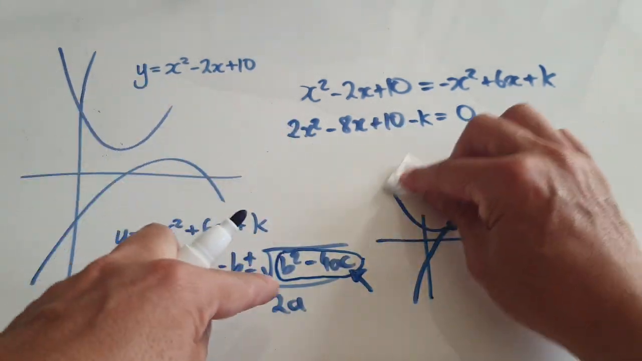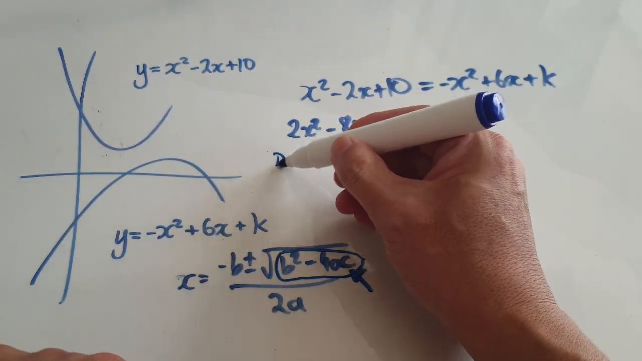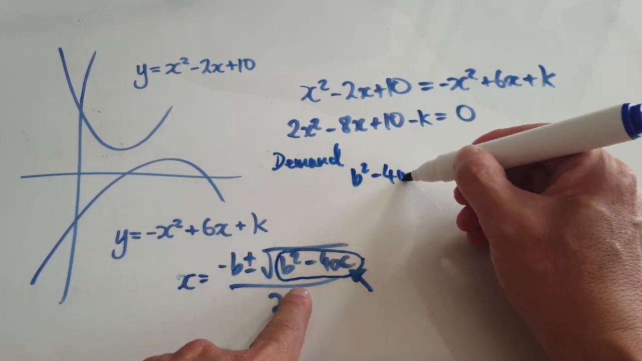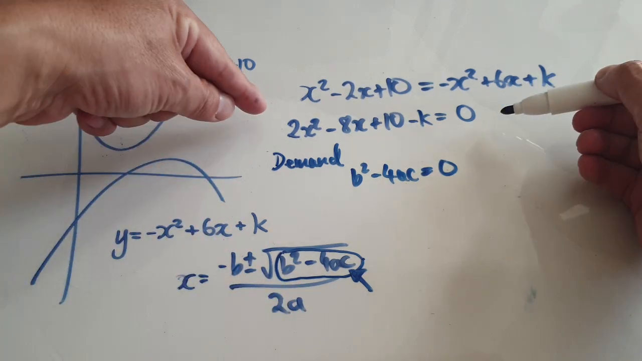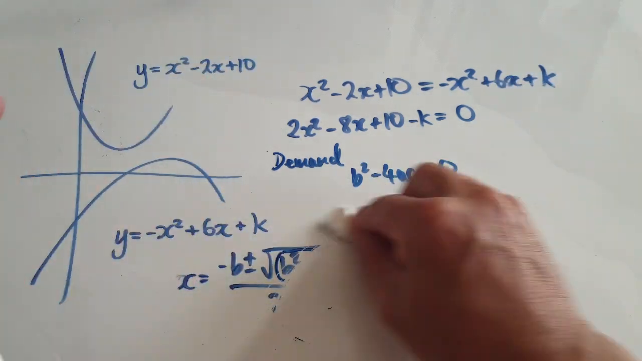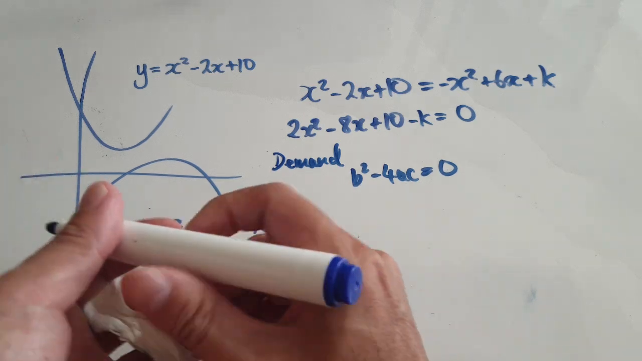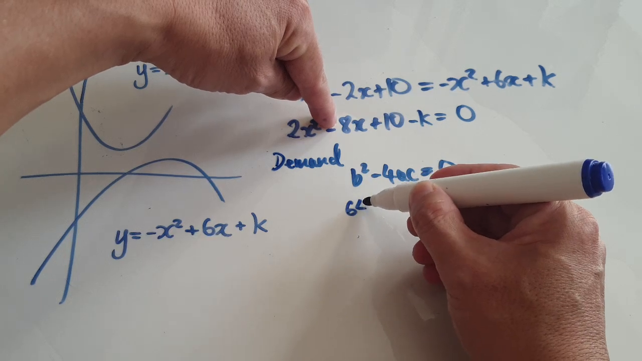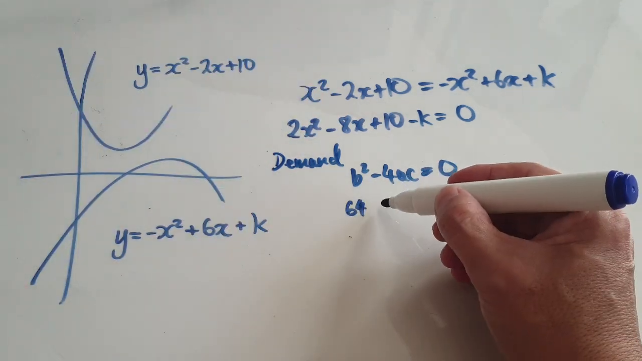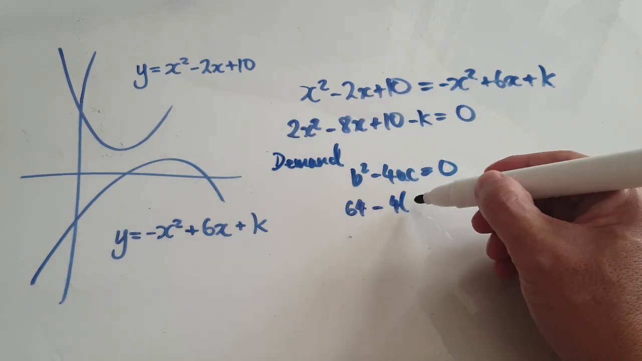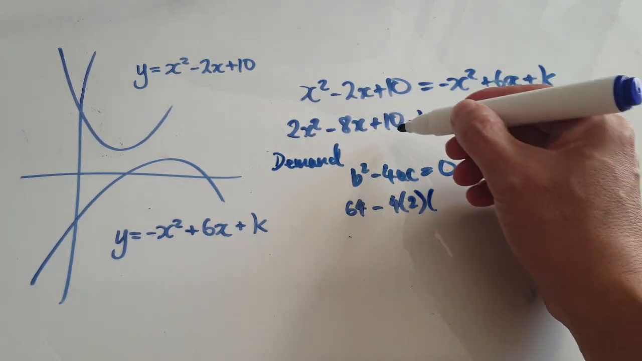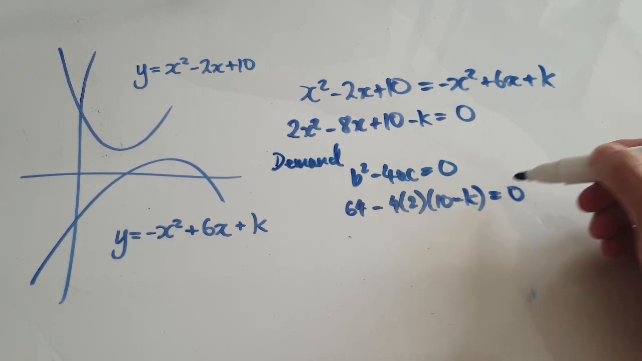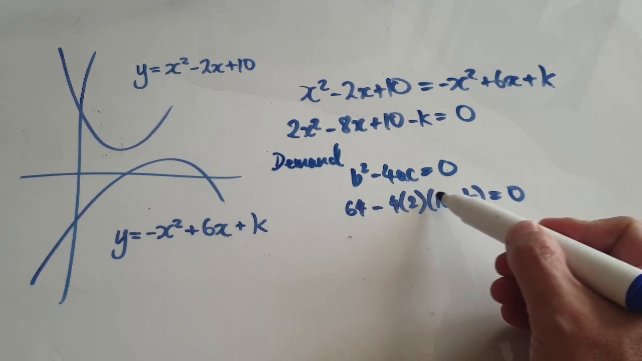So our next step is to demand that b squared minus 4ac be 0. That's what we demand from this thing here. So hang on, let me clean this up. So b squared is 64 because you square negative, the negative disappears. Minus 4a is 2, and c is this weird thing here. c is actually 10 minus k, and we demand this whole thing here to be 0. So our job is to work out that k where the whole thing equals 0.